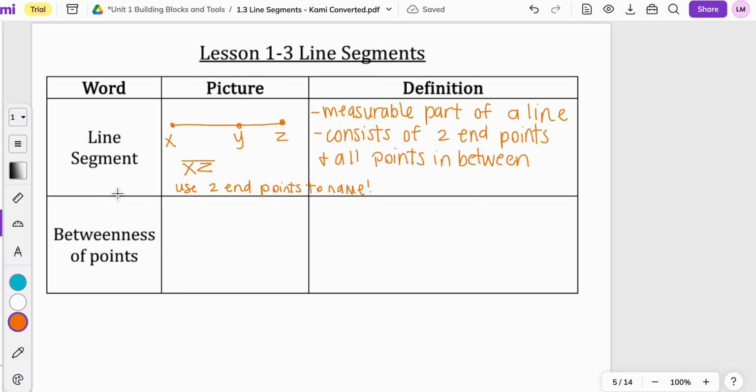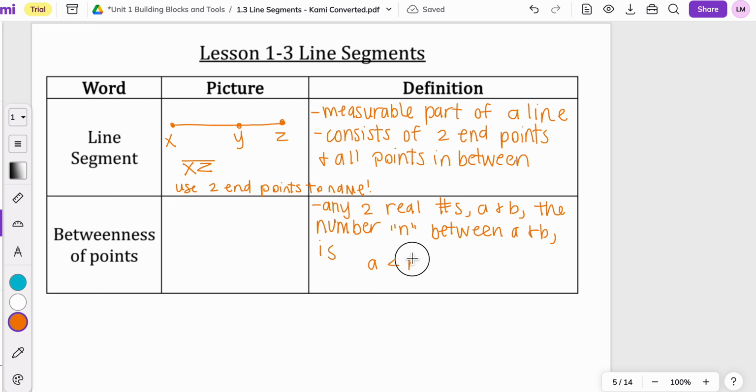Okay, betweenness of 2 points is going to talk about the measurability of this. So you'll have any two real numbers like A and B, and then any number, let's say the number N, between A and B is A less than N less than B.